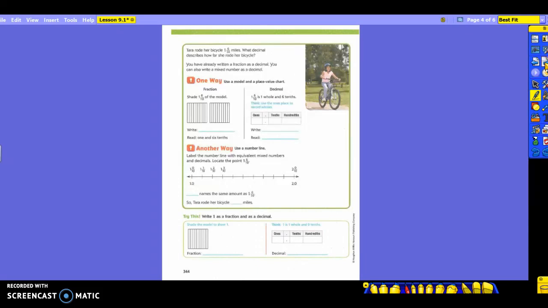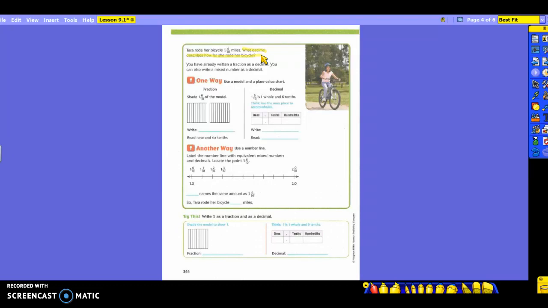Tara rode her bicycle 1 6/10 miles. What decimal describes how far she rode her bicycle? Now, we've already written a fraction as a decimal. You can also write a mixed number as a decimal. So let's highlight the question it asked us first. Some of you need to make sure you get in this habit. As soon as I stop doing this, what do you do? Stop doing it. What decimal describes how far she rode her bicycle?